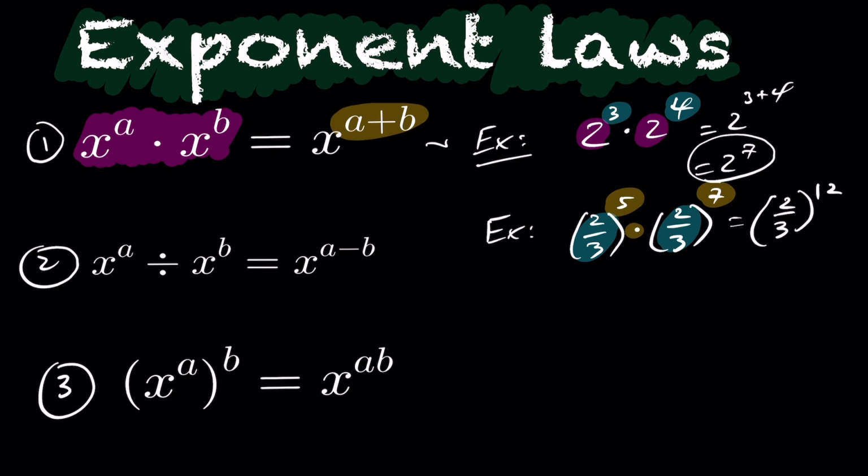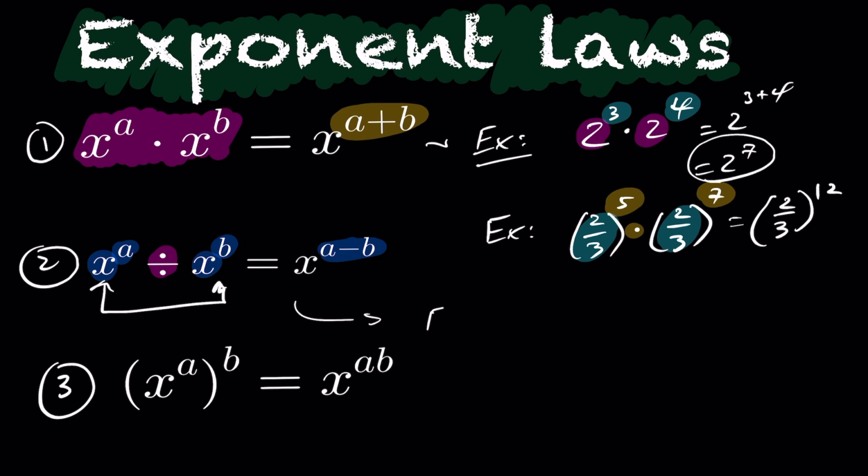Moving on to our next rule, we have division. Again, when you're dividing, this relies on the same base. With the same base, what you end up doing is you subtract the exponents. And the order matters, so in this case it's a minus b. The first expression divided by the second expression will be equal to that common base, again, to the a minus b.